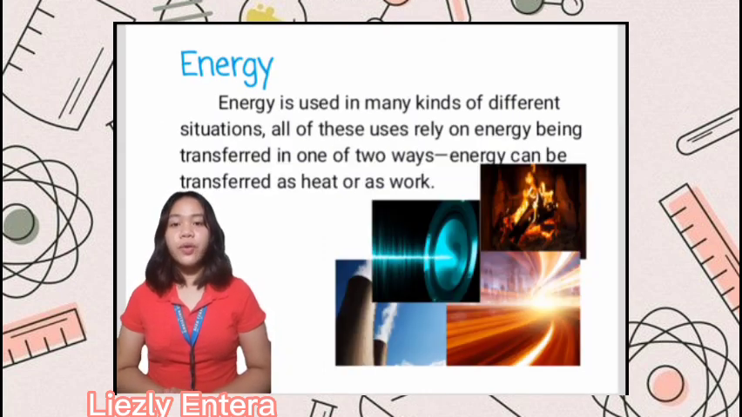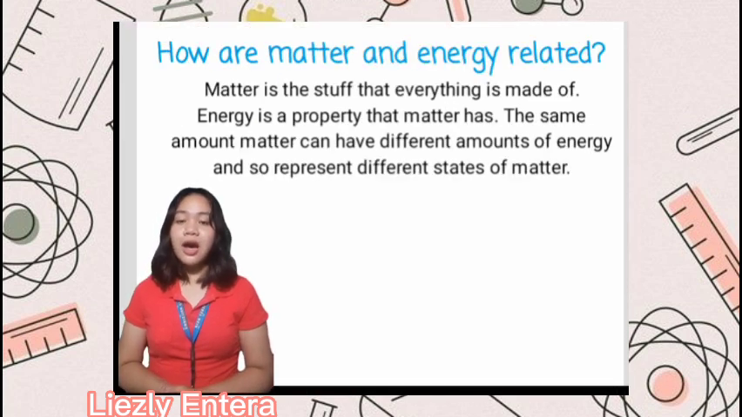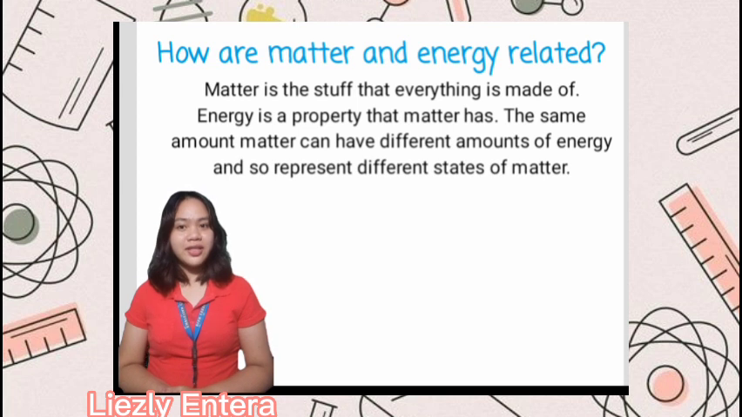Energy. When we speak of using energy, we are really referring to transferring energy from one place to another. Although energy is used in many different situations, all of these uses rely on energy being transferred in one of two ways. Energy can be transferred as heat or as work. But how are matter and energy related? Matter is the stuff that everything is made of, and energy is a property that matter has.